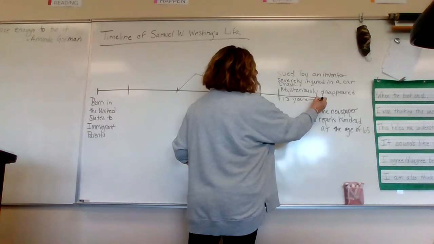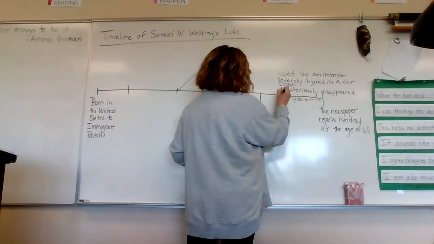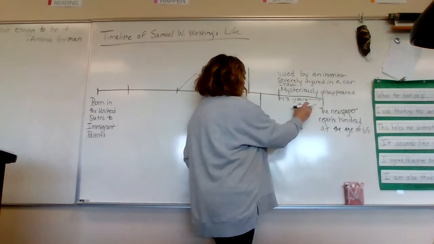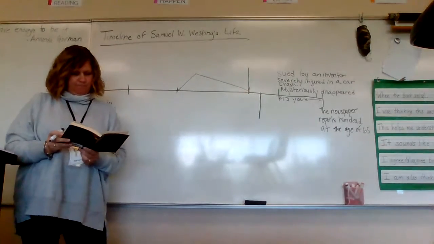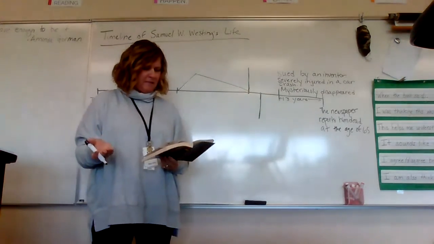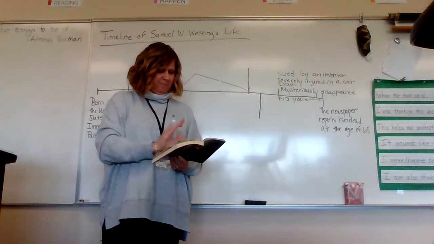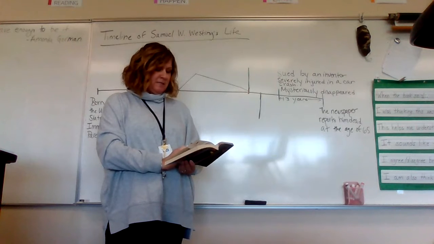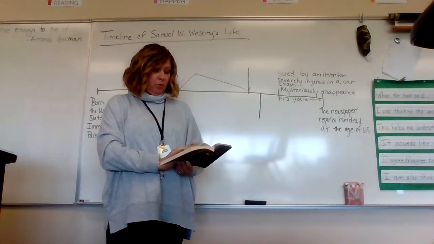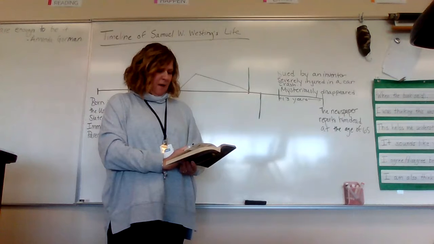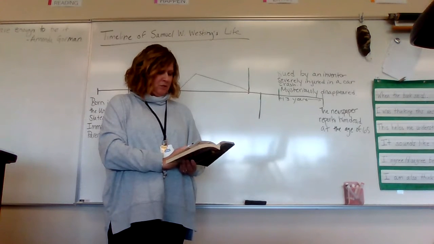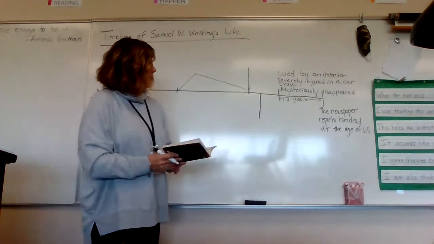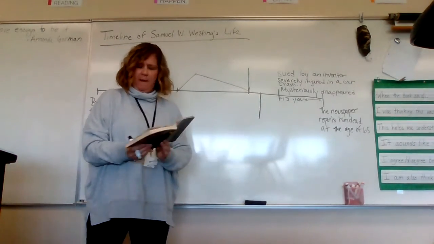So this span of time here, from the time that this happened, where he mysteriously disappeared, until he was found dead, was 13 years. And we know that because it says in our book, "Samuel W. Westing, the mysterious industrialist who disappeared 13 years ago, was found dead in his Westinghouse mansion last night." Okay, that's on page 18. So 13 years, this is what happened.